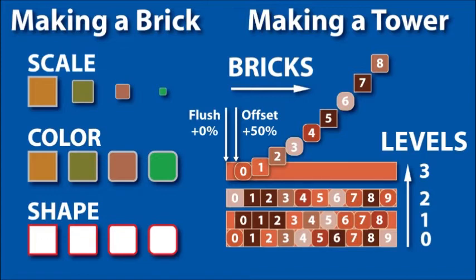We need a brick, and I want that brick to be changeable. So I want to be able to change the scale of the brick, I want to be able to change its color, and I want to be able to change its shape a little bit, make the edges rounded or sharp. Next, I want to be able to place those down in a certain order to create a tower.